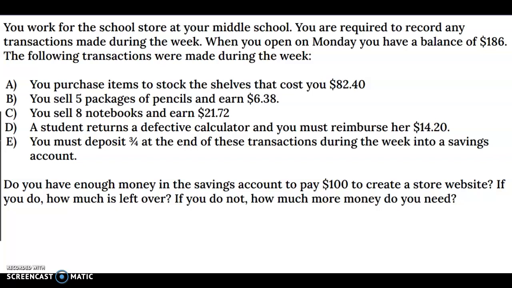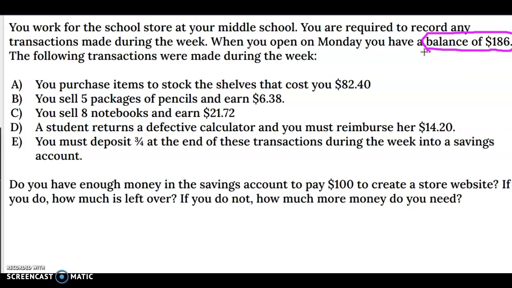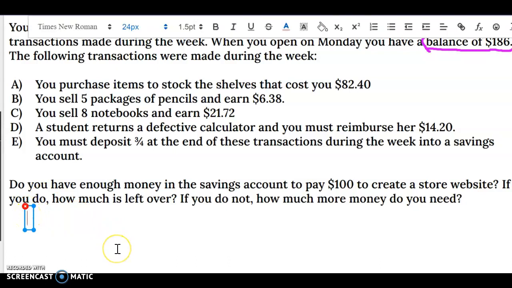Let's break it up. First thing I'm going to do is highlight some information. It says we start with a balance of $186 in the account. So no matter what happens in the account, we start with $186. So what I'm going to do is actually do this in a text box so it's a little bit easier for you to see. And I'm going to start with that $186 because I know it's a positive amount that I have in the account.